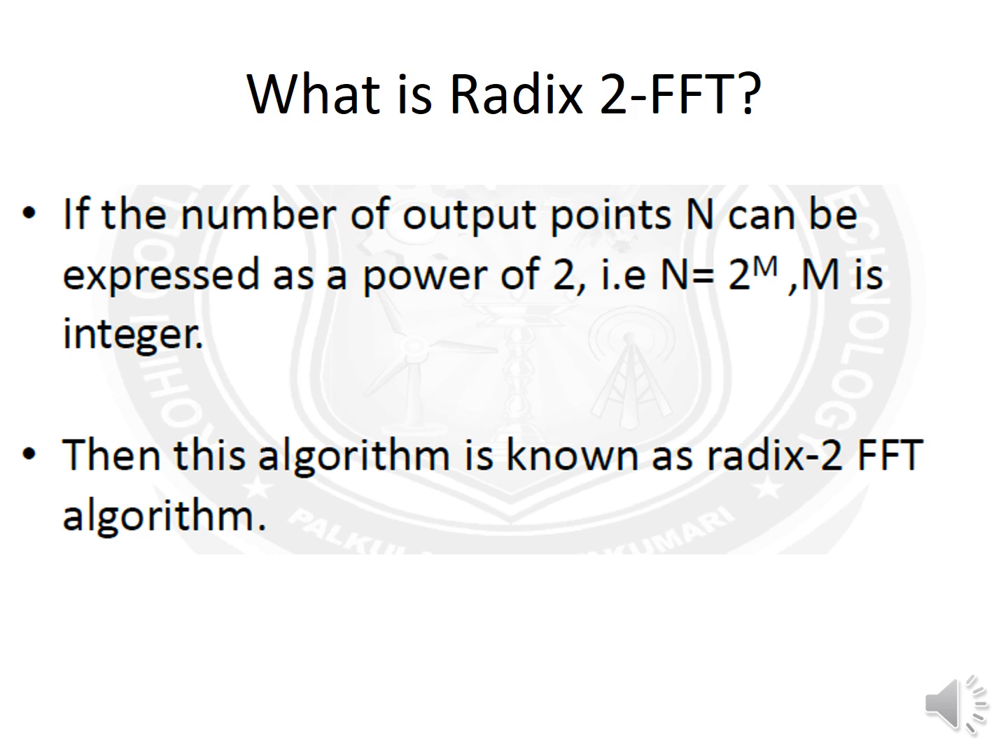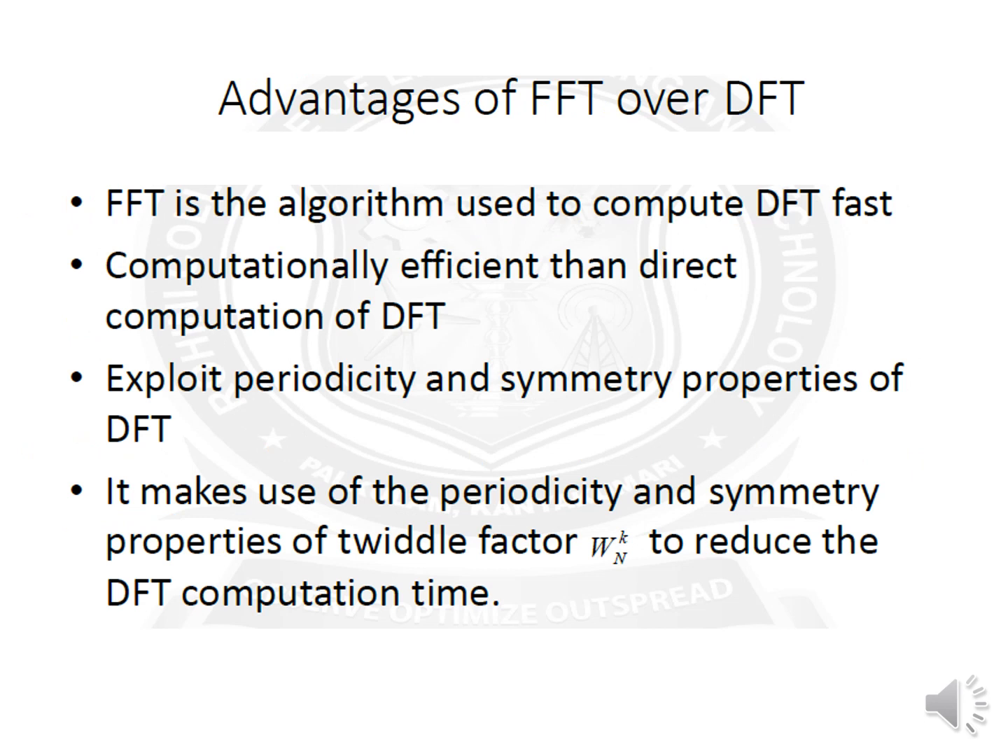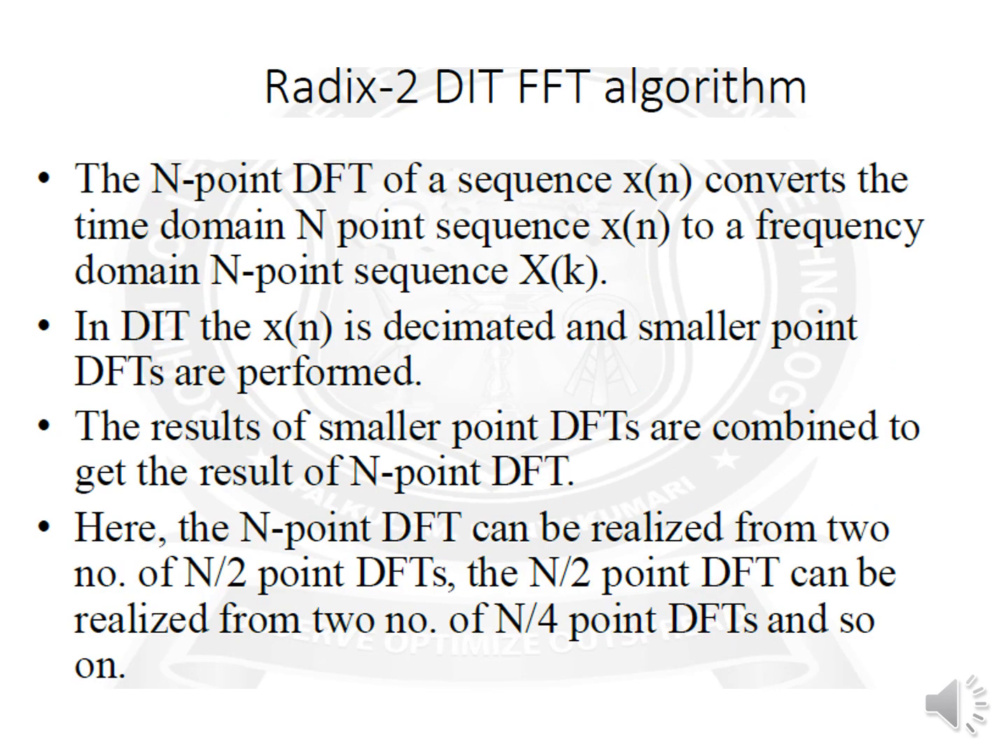Now we can see what is meant by radix 2 FFT. If the number of output points N can be expressed as a power of 2, that is N equal to 2 power m, where m is an integer, then this algorithm is known as radix 2 FFT algorithm. Now we can see the advantages of FFT over DFT. FFT is the algorithm used to compute DFT fast, computationally more effective than direct computation of DFT, and it also exploits the periodicity and symmetry properties of DFT. It makes use of the periodicity and symmetry properties of the twiddle factor WN power k to reduce the DFT computation time.